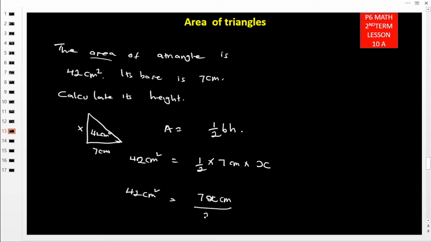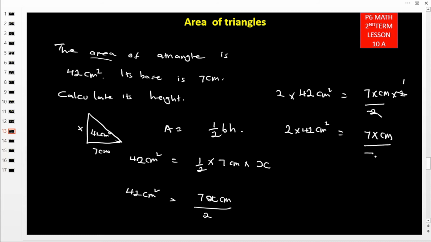centimeters out of 2. Let me write it here. So here we have 42 centimeters squared is equal to 7x centimeters out of 2. To remove this 2, we multiply throughout by 2. So 2 times 42 centimeters squared is equal to 7x centimeters.